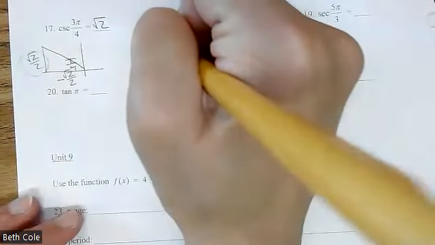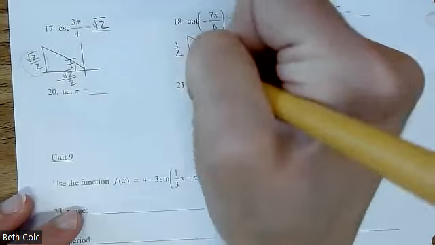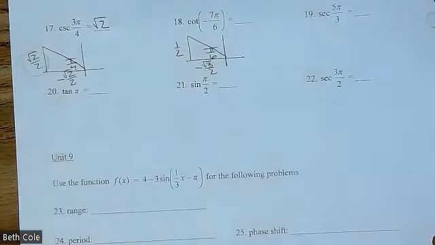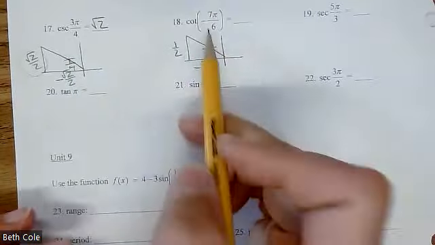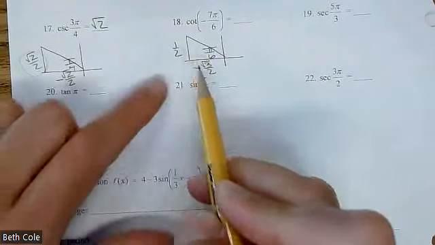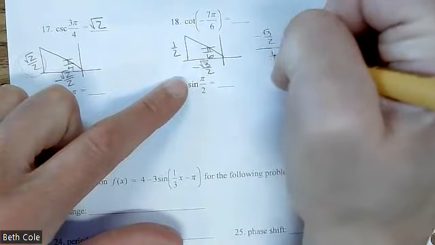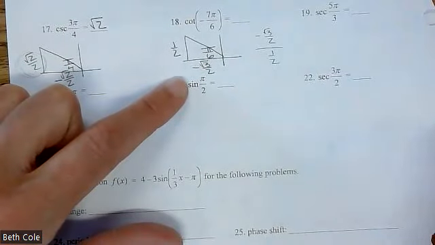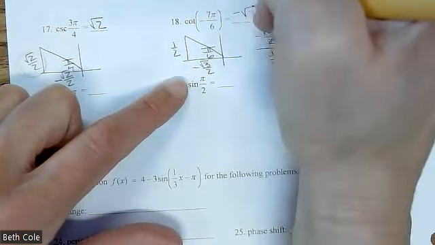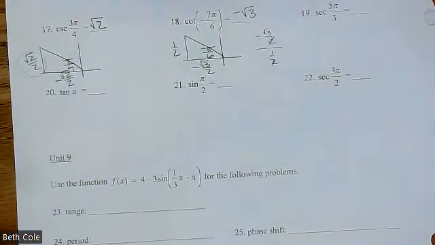Across from pi over 6 is a half. Down here is negative square root of 3 over 2. So cotangent is x over y. So look, I'll write it out if you don't want to, that's fine. But it's going to be this one over this one. So the 2's cancel, negative square root of 3.